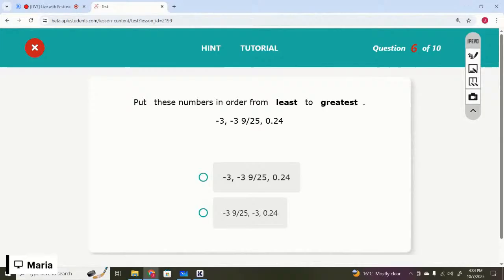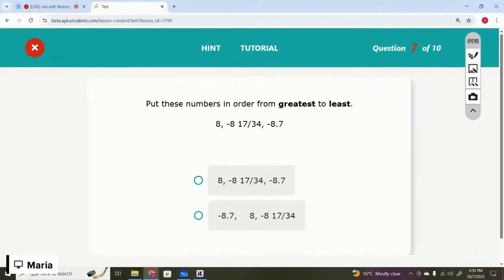Put these numbers in order from least to greatest. So which is the correct option? Least to greatest. Negative 3 whole 9 by 25. Negative 3 and 0.24.